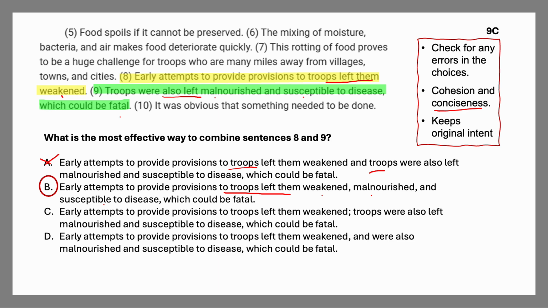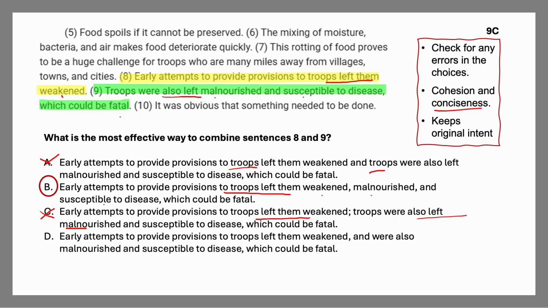I think early attempts to prove. Yeah, so it's not a grammar error, but like I said, it's not concise. C, early attempts to provide provisions to troops left them weakened, semicolon, troops were also left malnourished. So left them weakened, also left malnourished. It's not remedying that redundancy, even though it is correctly using that semicolon. They just replaced that period with a semicolon. It's not fixing anything. It is combining it because we have a semicolon, but we're seeing that repetition, and it's not the best combination.